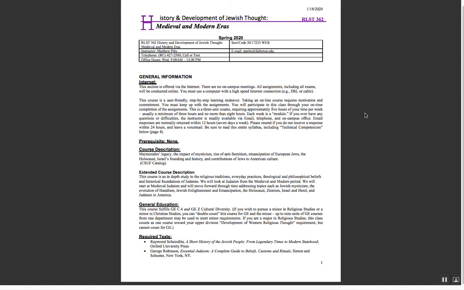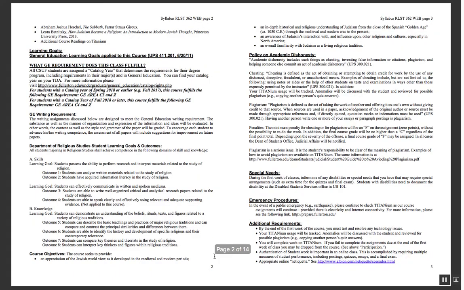There are a few required texts that you need to get. They should have them at the bookstore. You can get them on Amazon. Scheinlin's A Short History of the Jewish People. Robinson's Essential Judaism. Abraham Joshua Heschel's The Sabbath. And Leora Batnitzky's How Judaism Became a Religion. And there may be some additional readings that will be posted on Titanium.